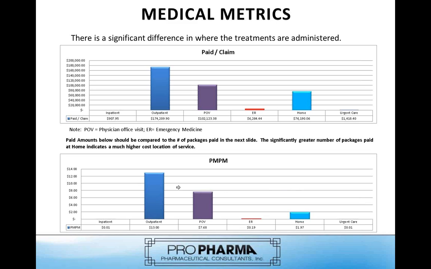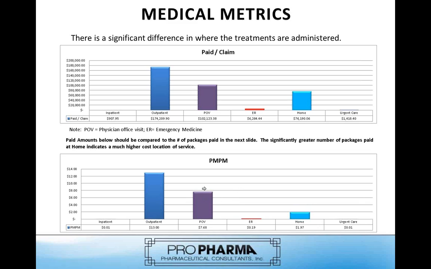On the medical side, as I've indicated, people can get these specialty medications in multiple sites, and costs are different. Inpatient versus outpatient, and as you can see, the majority of costs goes on in outpatient, physician office visits, and home, while there is still cost that's going on in emergency room and urgent care, et cetera. They have the majority.